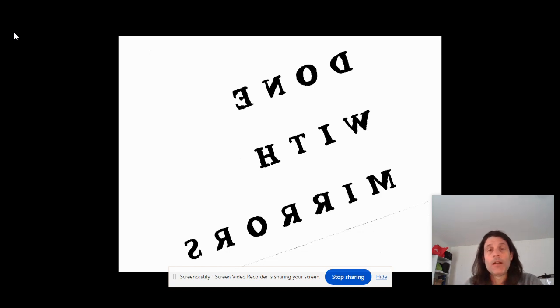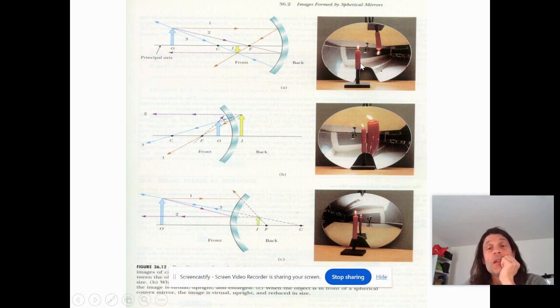Cool. All right. So this is just entitled Done with Mirrors. This is a collection of pictures that I swiped from an old book here. But anyway, if we have an object that is far away from the front of that mirror, then the image will appear upside down, which you can see right there. It'll be a little smaller in size than the object itself. And you can kind of see where those pictures were taken.